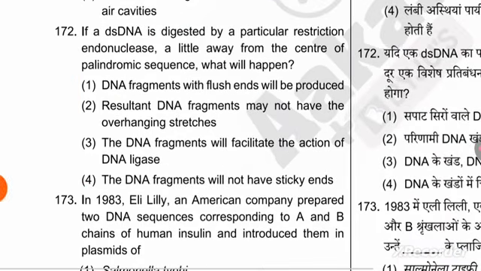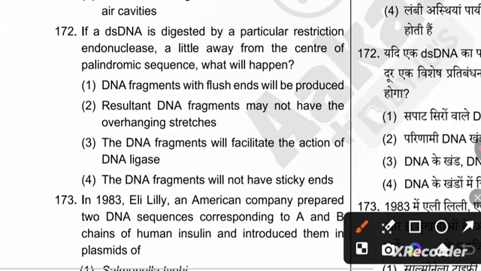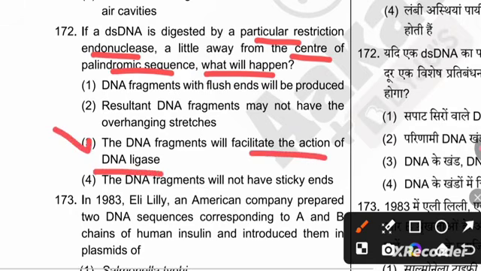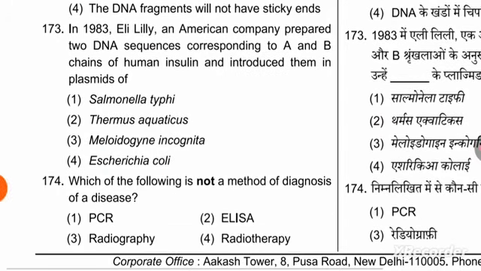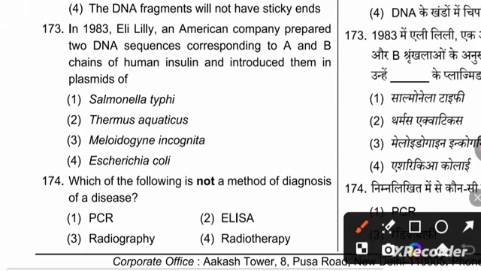172 question. If double-stranded DNA is digested by a particular restriction endonuclease enzyme, cutting away from the center of the palindromic sequence, what will happen? In this case, the DNA fragment will facilitate the action of DNA ligase. 173 question. In 1983, Eli Lilly, an American company, prepared 2 DNA sequences corresponding to chains A and B of human insulin and introduced them in the plasmid of E. coli bacteria.